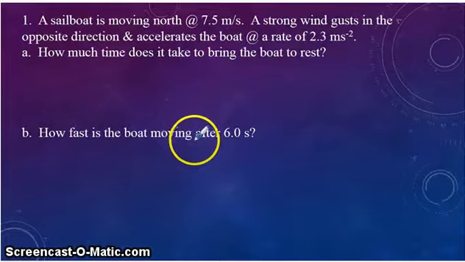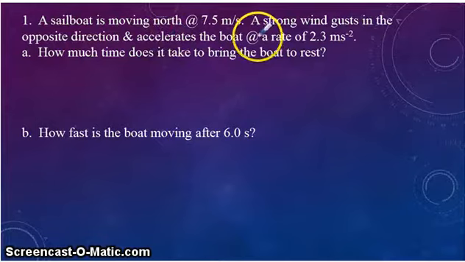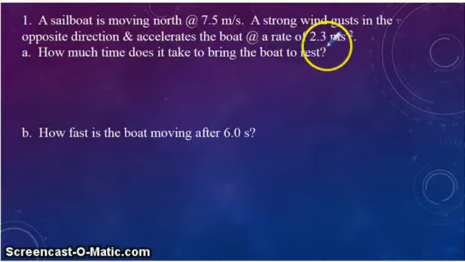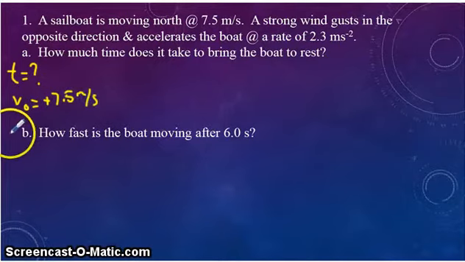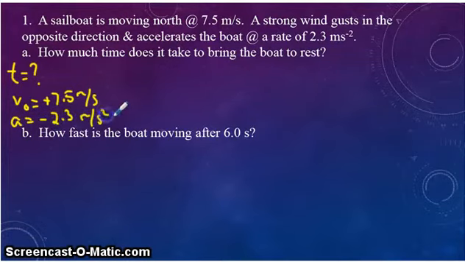So let's try that out on a problem. We have a sailboat moving north at 7.5 meters per second, and we have a strong wind in the opposite direction, hence south, and it accelerates the boat at a rate of 2.3 meters per second squared. So how much time? The first thing that we're asked is to find the time. Now we're given the initial velocity, so that's the v sub naught, and I'm going to make north positive. So this is a positive 7.5 meters per second. And the acceleration is in the opposite direction, so this is a minus 2.3 meters per second squared.